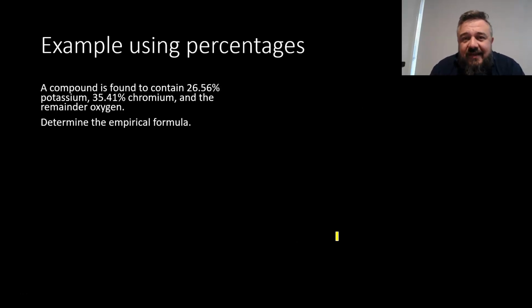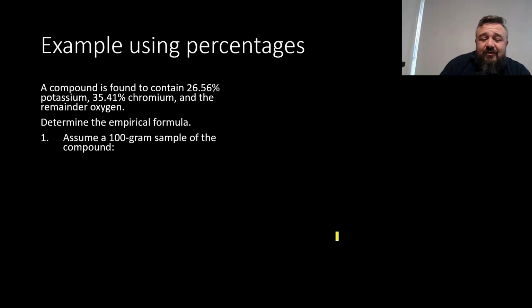Let's do it using percentages. So this is the other way you'll get information, right? A compound is found to contain 26.56% potassium, 35.41% chromium, and the remainder oxygen. That's a real jerk way to write it. This is also a past IB question because you've got to do an extra bit of maths to work out how much oxygen you've got. Then determine the empirical formula.